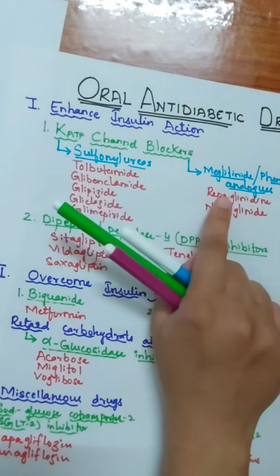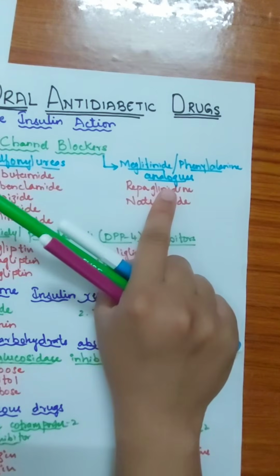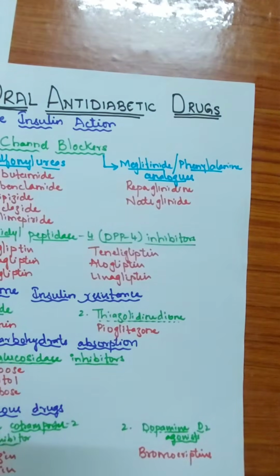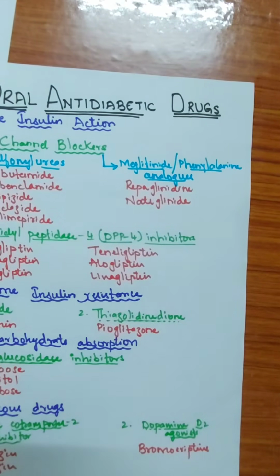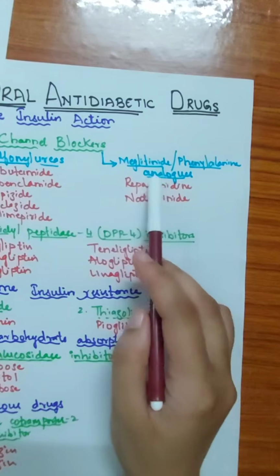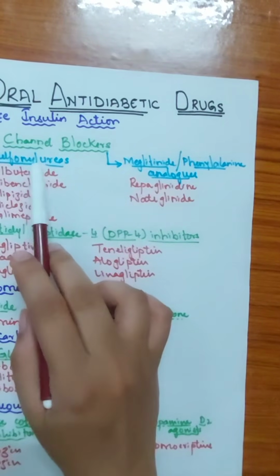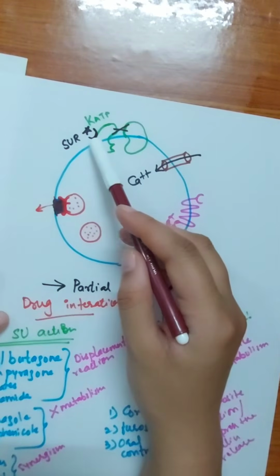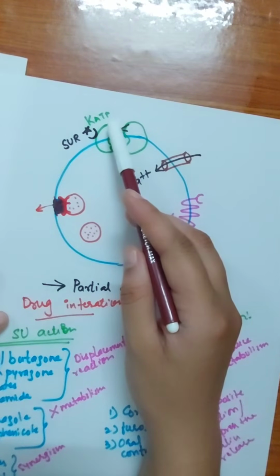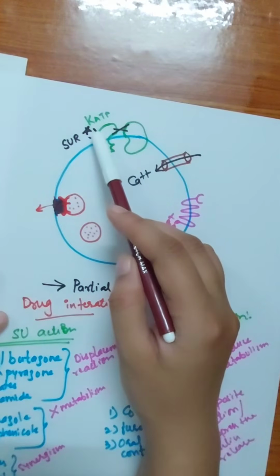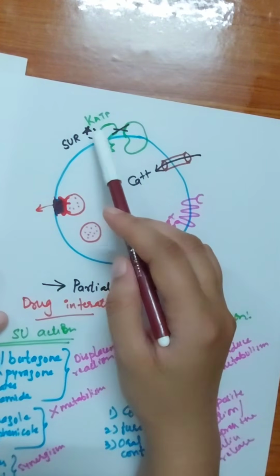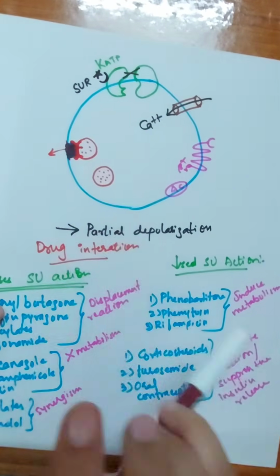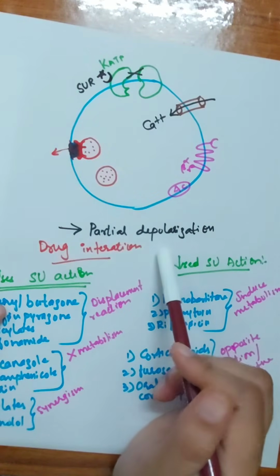Next, we'll talk about the meglitinides or phenylalanine analogues. We have two examples for this, that is repaglinide and nateglinide. And the mechanism of action of this class of drug is almost similar to that of sulfonylureas. They will also interact with the sulfonylurea receptor which is present on the ATP sensitive potassium channel, and it will cause activation of this receptor. And you know, when this receptor gets activated, it will cause closure of this potassium channel. Once this potassium channel is closed, then what will happen? Yes, it will cause partial depolarization.